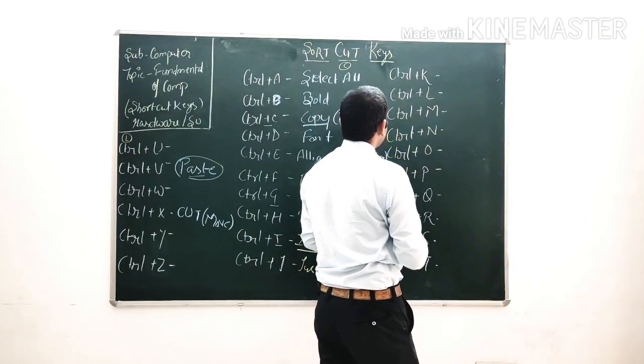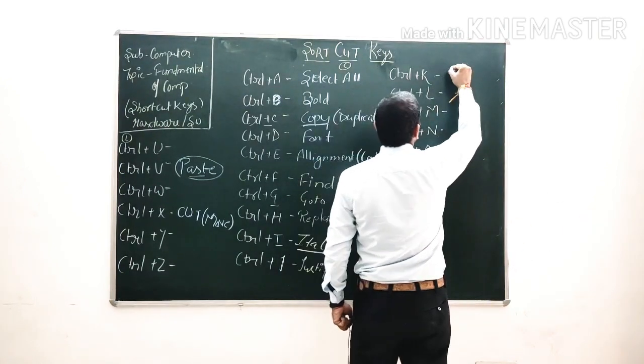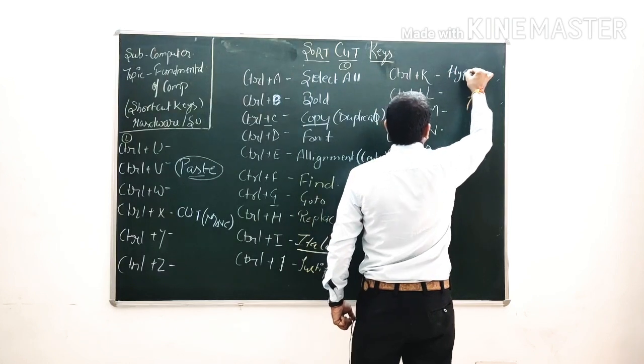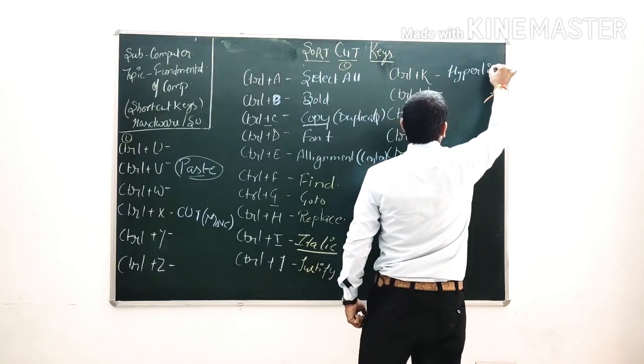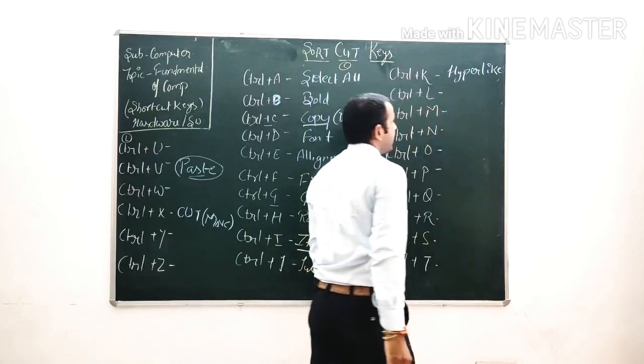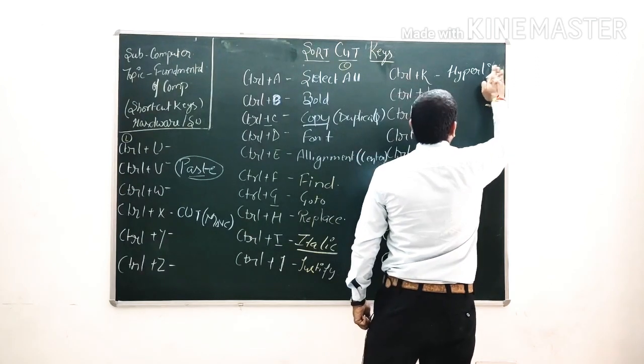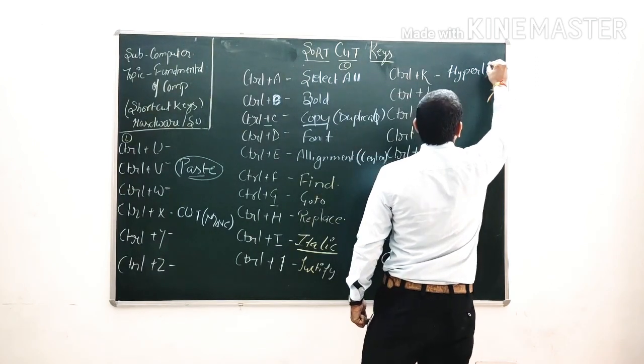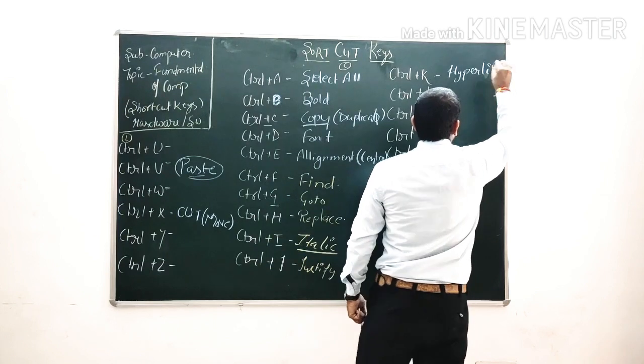Next one I am going to tell you is Control K. It is used for hyperlink. Okay, to make a word a hyperlink, you will use the shortcut key Control K.